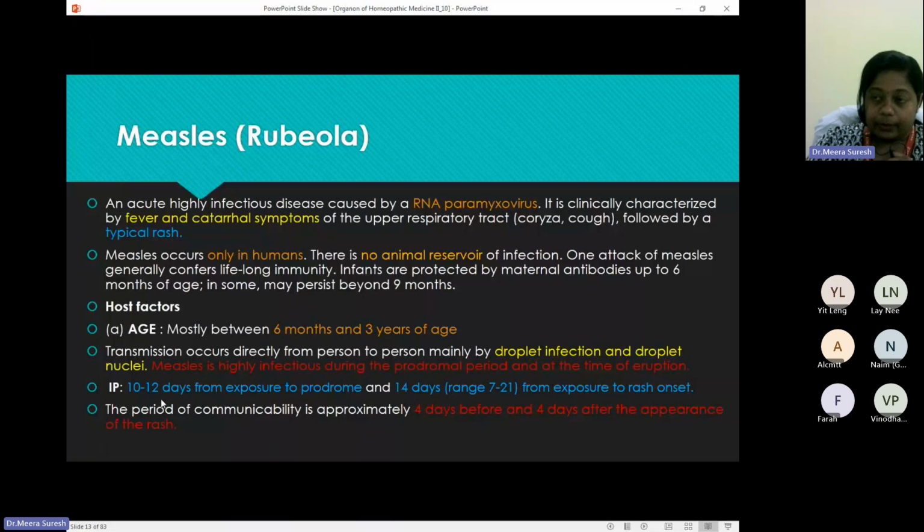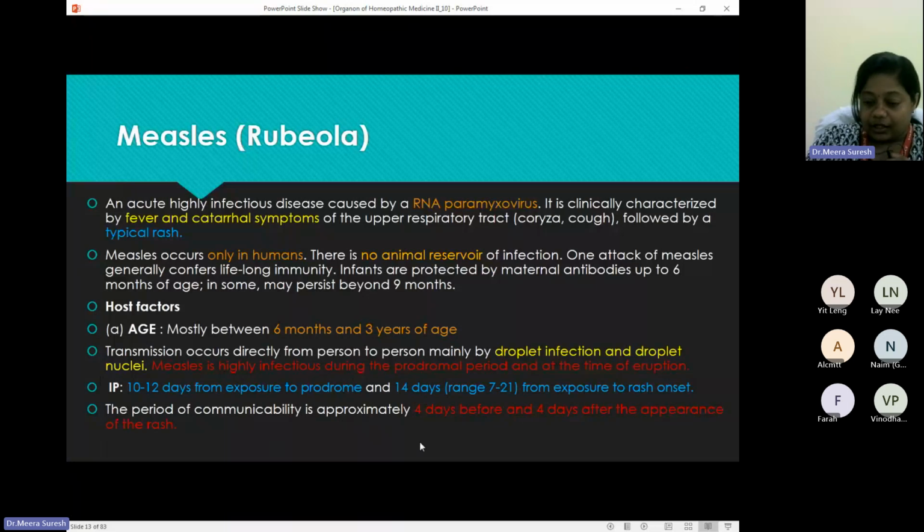So in this PPT, or in this subject, OM3 PSM, you need to give more stress to those days. The incubation period is 10 to 12 days from exposure to prodrome. The patient got exposed to the virus, and then the prodromal period starts with the fever and ophthalmic symptoms, which takes around 10 to 12 days, and 14 days, in the range of 7 to 21 days, from exposure to rash onset.